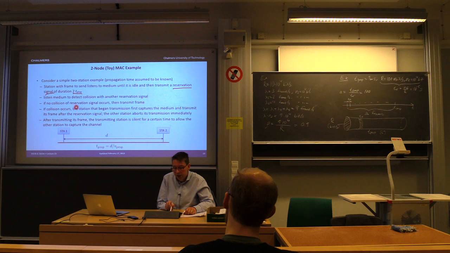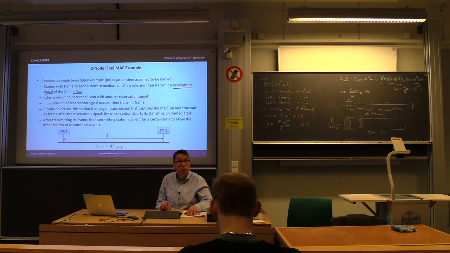Now, if there is no collision, then that's fine. Then we can just start to transmit the frame. If there is a collision, then we give priority to the station that started to transmit the signal first. And this is actually possible to do by local processing in station 1 and station 2. We'll see this shortly. And then after transmitting the frame, the transmitting station is silent for a certain time. This is needed so that the other station can also use the channel. So this is out of fairness issues.